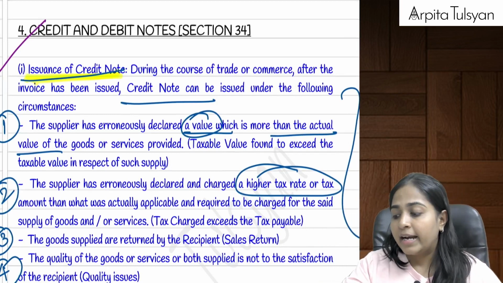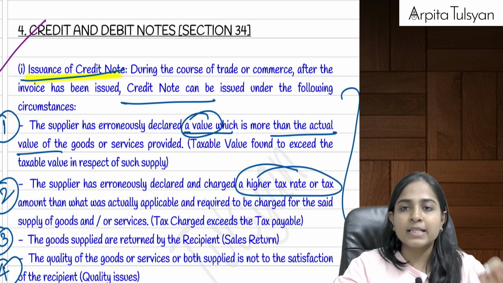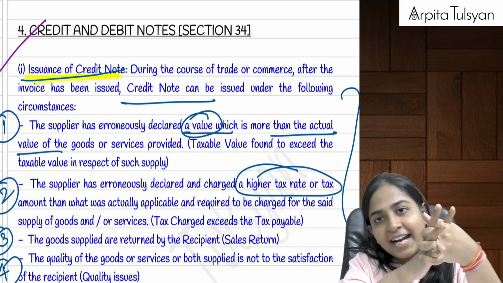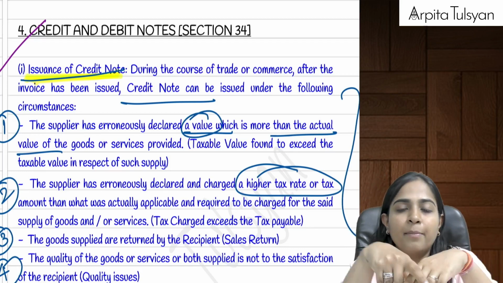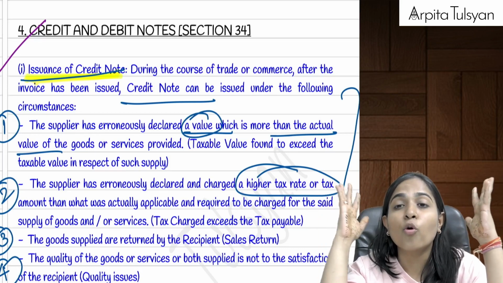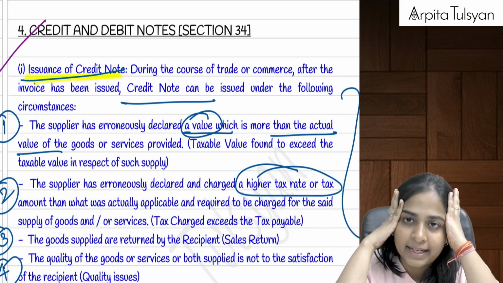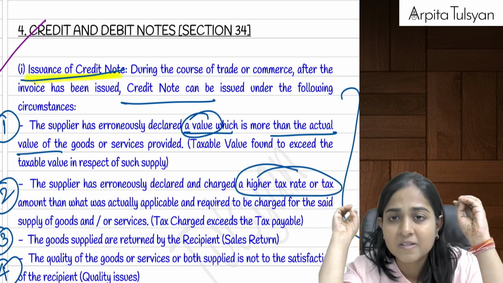Right, then going on to the next concept, which is talking about your credit and debit notes. First of all, both of these documents, credit note and debit note, can be issued only by the supplier. Just keep that in mind, it is issued only by the supplier of the goods.